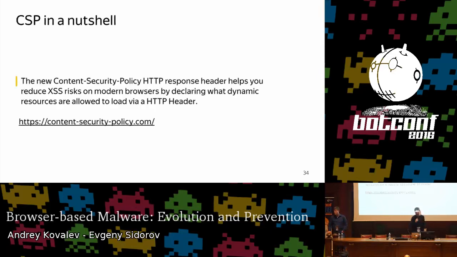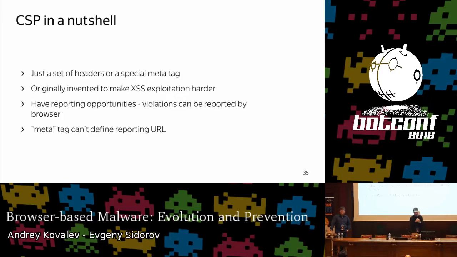Just in a nutshell, content security policy is a set of headers that can be used to prevent cross-site scripting attacks, but the most interesting part of content security policy for me is the reporting opportunity. You can provide a special URL and set up this content security policy, and if this policy is violated, your browser will send a special request to the server that something violates the content security policy for this web page.